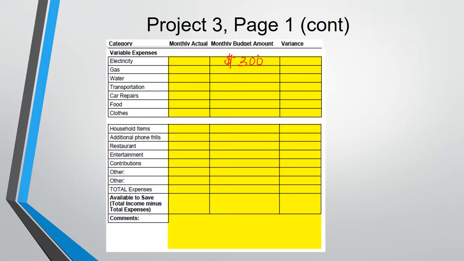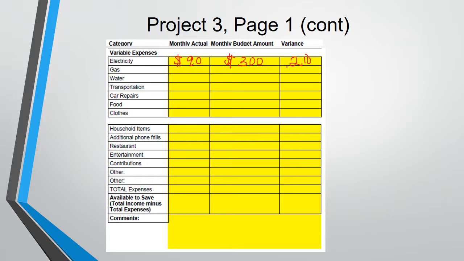But right now, it's winter or it's spring. I don't know about you, but living in the valley, I already turn on my AC. However, I'm not turning it on all the time. So my electricity is probably only, let's say, $90 a month. So for this month, I'm only spending $90 on electricity, so my variance is going to be $210.